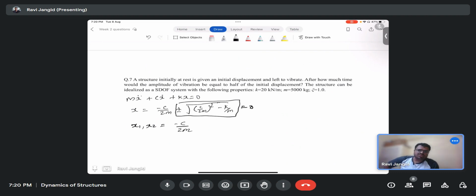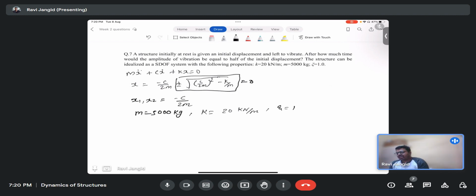Now let us read the question. A structure initially at rest is given an initial displacement and left to vibrate. After how much time would the amplitude of the vibration equal half of the initial displacement? We need to find the equation of u(t). The structure can be idealized as a single degree of freedom system with mass 5000 kilogram and stiffness K of 20 kilonewton per meter. The damping ratio is given as 1.